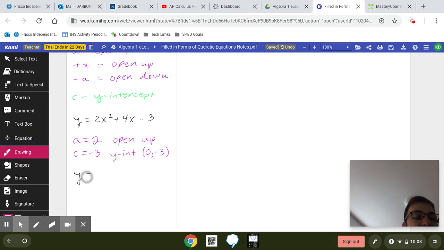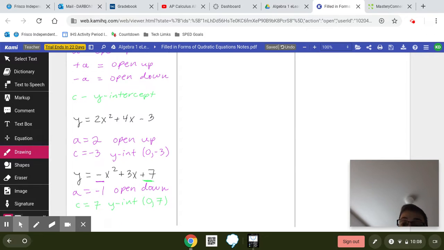Okay, let's do one more. If I have y is equal to negative x squared plus 3x plus 7, once again I pull out a. So a is equal to that negative. Just being negative, there's another number there that we don't write. It's a negative 1. Since it is a negative number, we're going to open down instead. And then c, in this case, is positive 7. So c is equal to 7, which means we're going to have a y-intercept of (0, 7).